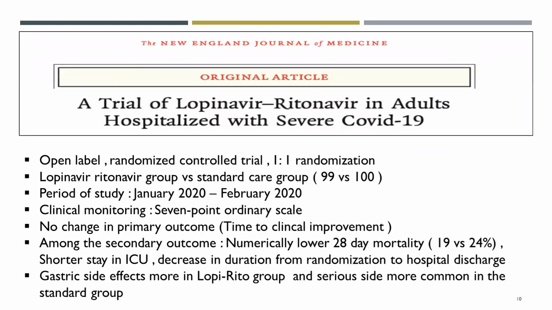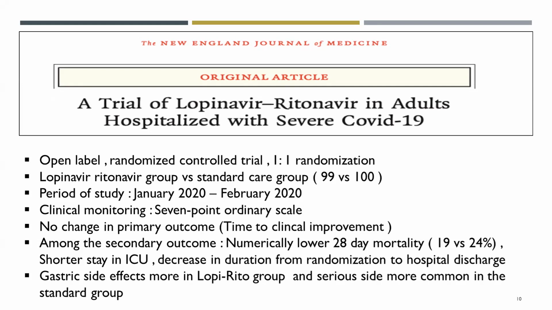So this is the article that is published in NEJM, which is an open label RCT with 1:1 randomization. So they have compared the Lopinavir Ritonavir group with the standard care group, and the study was for about a month. And they used a clinical monitoring that is called a 7-point ordinal scale based on whether they are hospitalized, whether they require oxygen therapy, etc.